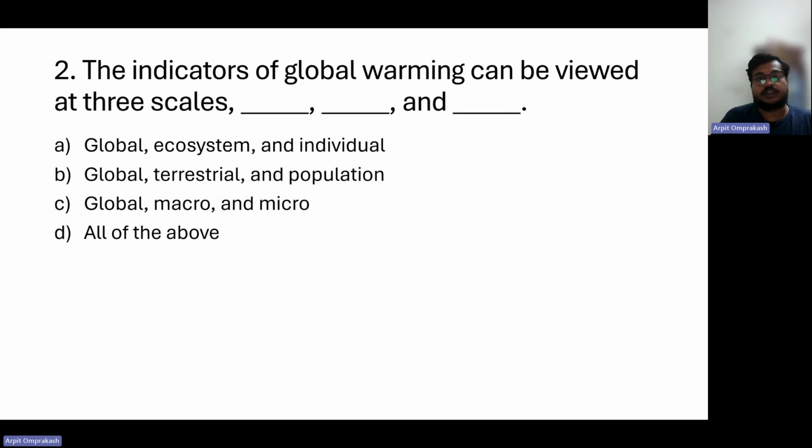The second question is: the indicators of global warming can be viewed at three scales: blank, blank, and blank. The answer is global, ecosystem, and individual, as we talked about just now.